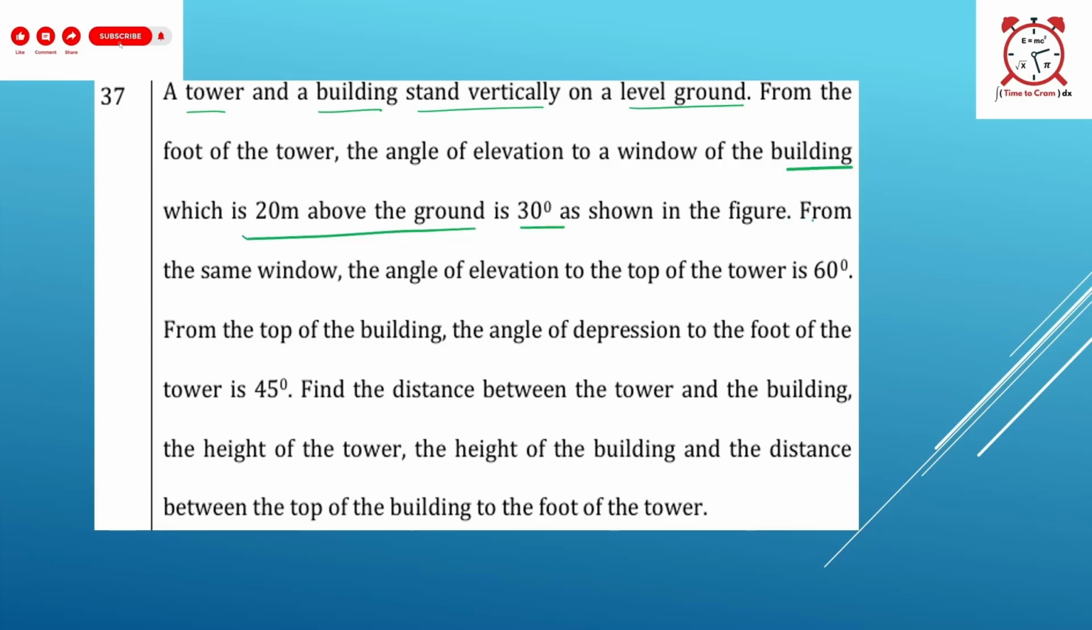We will see the figure, then we will understand everything. First, let us read the question. From the same window, the angle of elevation of the top of the tower is 60 degrees. From the top of the building, the angle of depression to the foot of the tower is 45 degrees. Find the distance between the tower and the building, the height of the tower, the height of the building, and the distance between the top of the building and the foot of the tower.